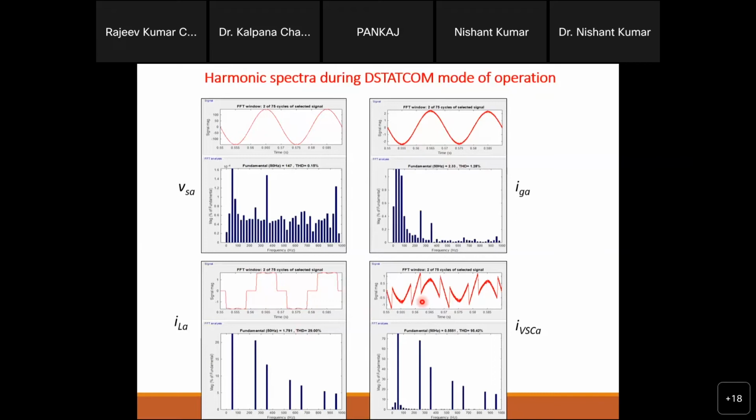So what should be the THD? If the fundamental is zero, it means only harmonics. It means the THD should be 100%, right? But definitely some amount of fundamental is there. That is very less. But the THD is 95.42%. It means the VSC is generating only harmonic current in the night time, according to the load demand. So this is the D-STATCOM behavior.